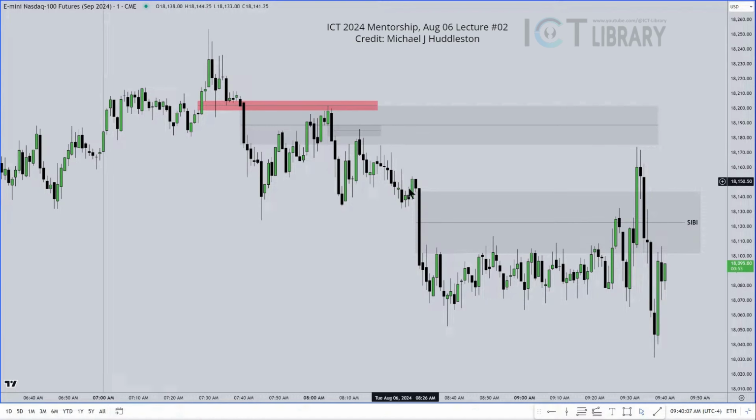Notice how this one here, what is this one? What's this fair value gap? By classification and name, what would you call that one? It's a buy side imbalance, sell side inefficiency. Okay. I'm not looking at that one. I won't highlight that one.